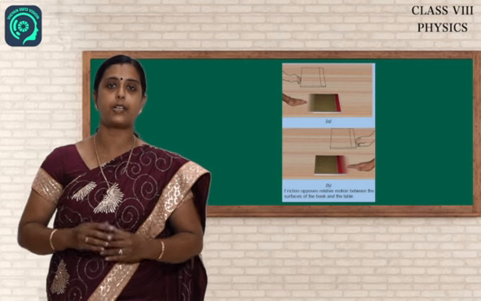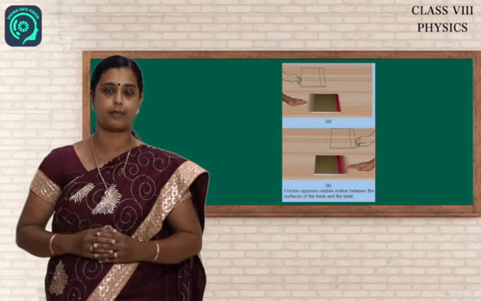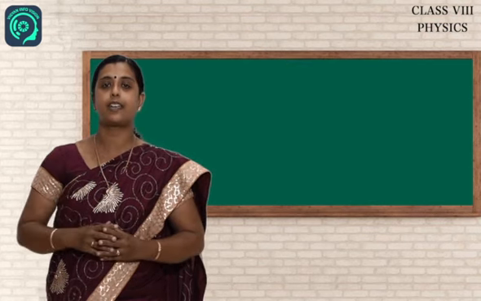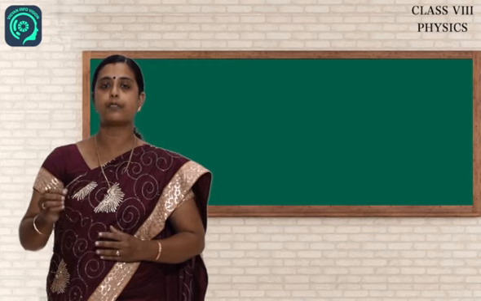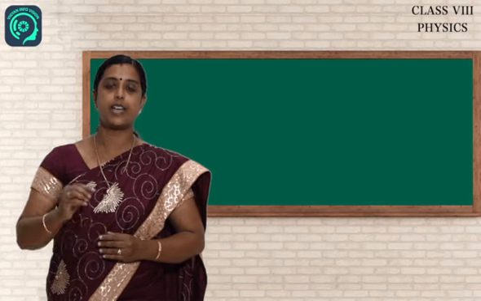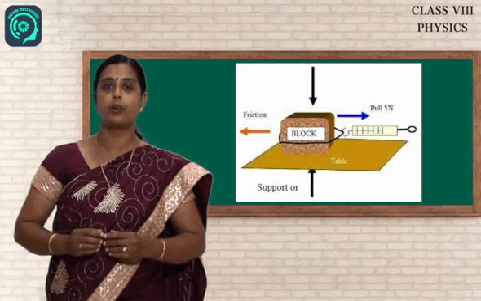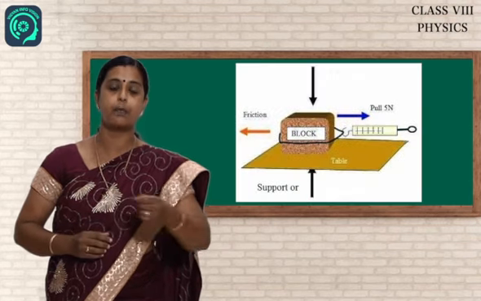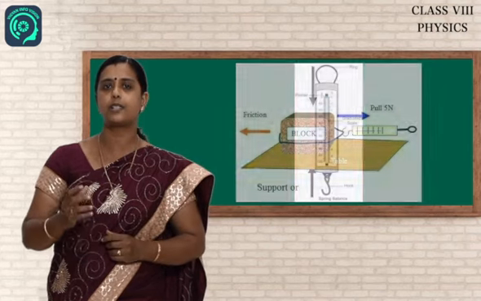Now let us study the factors that affect friction. There are two factors that affect friction. With the help of some activities, we will discuss what the two factors are. The first activity is when you try to pull a brick by using a spring balance. Now you will ask, what is a spring balance?